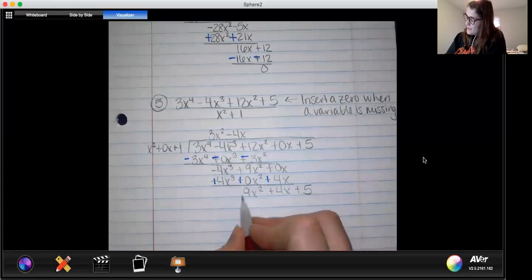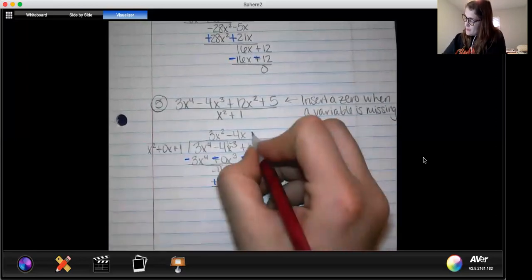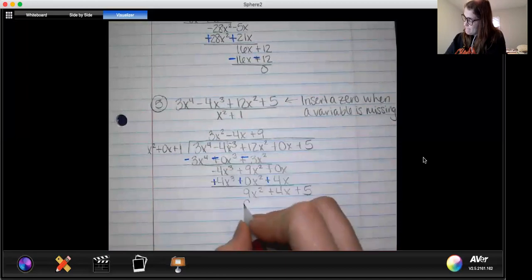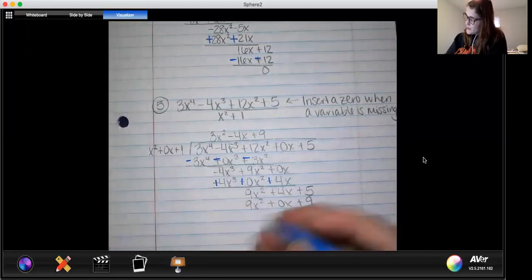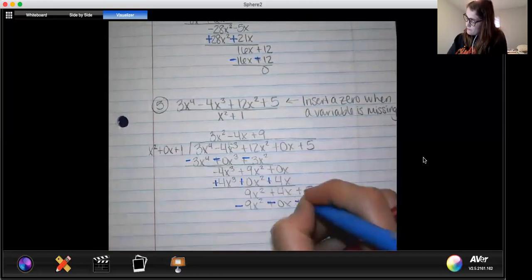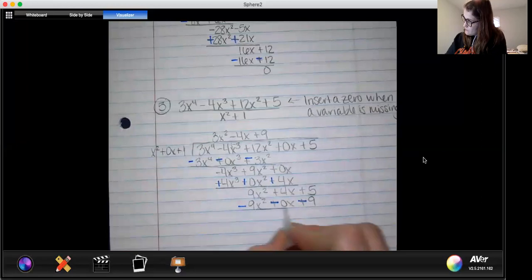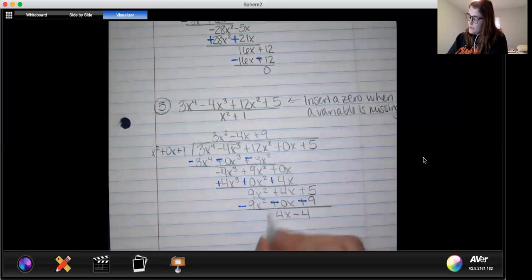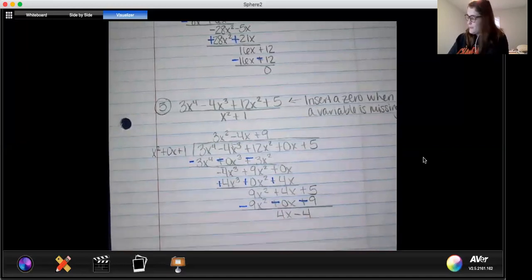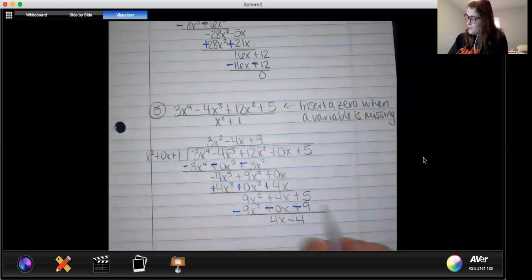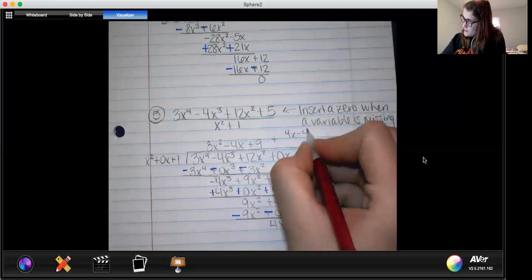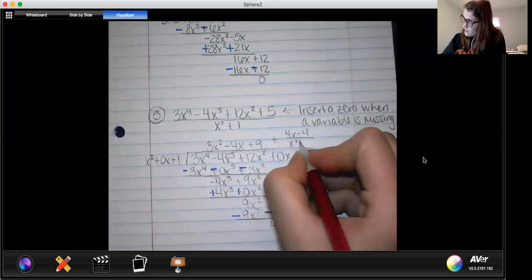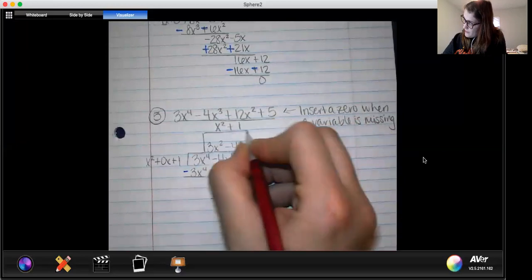Then we do it again. 9x squared divided by x squared is positive 9. Multiply the 9. Then we subtract our terms, and I get 4x minus 4. Now, 4x can't divide x squared because the power is higher. Can't do that. So therefore, this must be my remainder. So plus 4x minus 4 divided by x squared plus 1. And that is my answer.